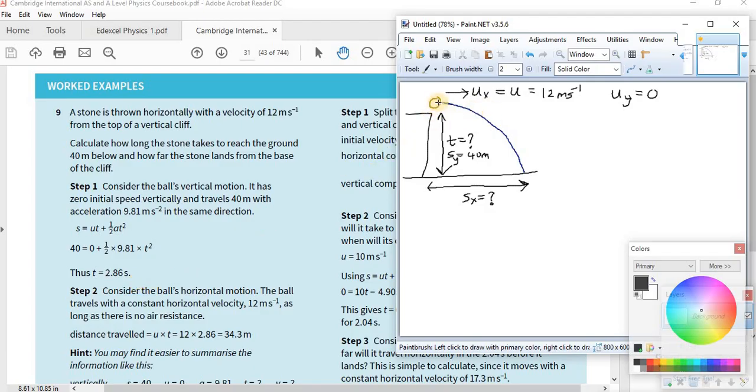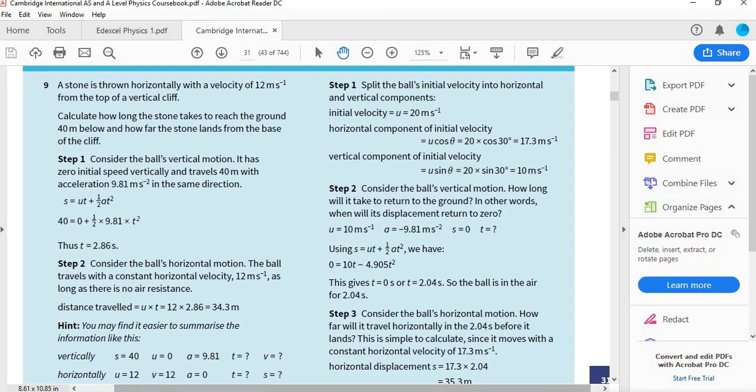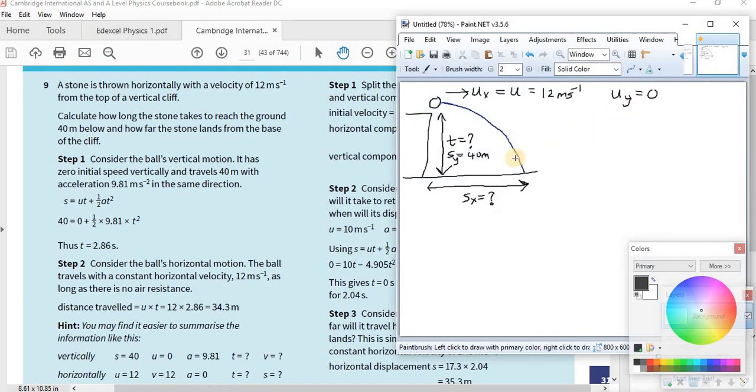Now that is the time it took to go from here to here, but we considered vertical motion separately. Then we are supposed to find this also. Now if you consider the horizontal motion, the time it takes to go horizontally from here to here is the same time it takes to go in the vertical direction from here to here, because it's following this path. So the time for this motion is also the same, so we can use this 2.86 and consider the horizontal component of velocity, which is 12.